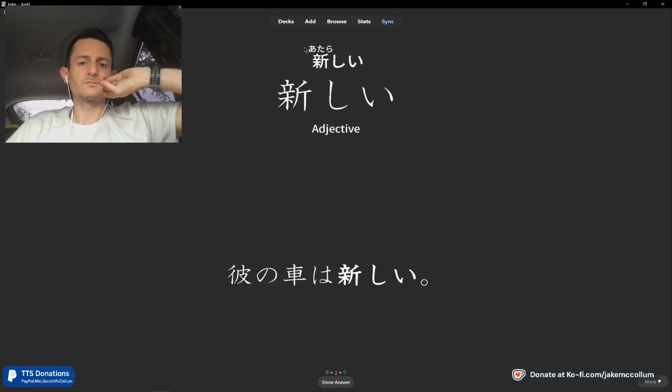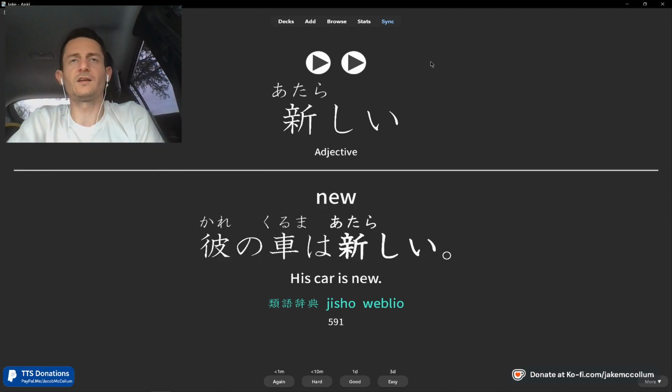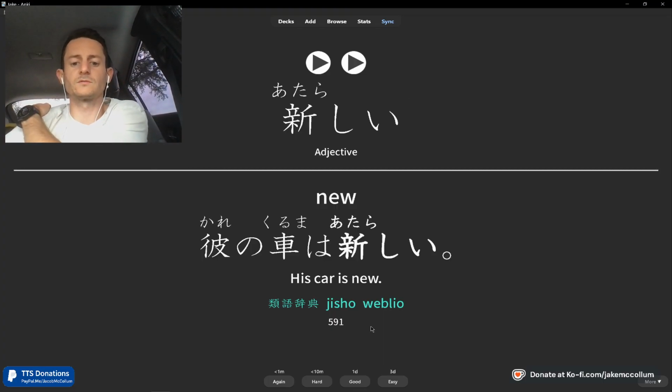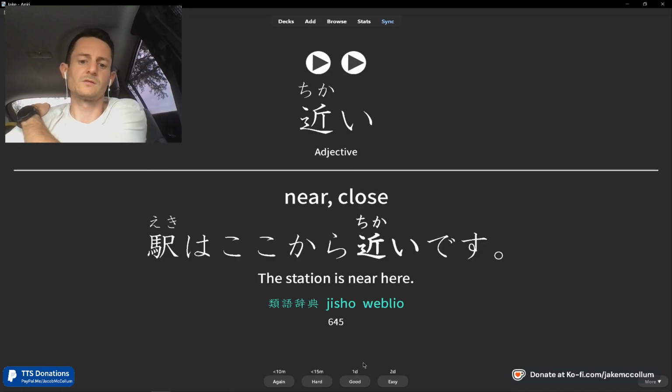Atarashi. New? 新しい. Yes. 彼の車は新しい. And Chippy said to remember it by saying it is like a new car. So kuruma, atarashi, new car. Good. Chikai, we did all of this. This means close to or nearby. 近い。駅は. Good.